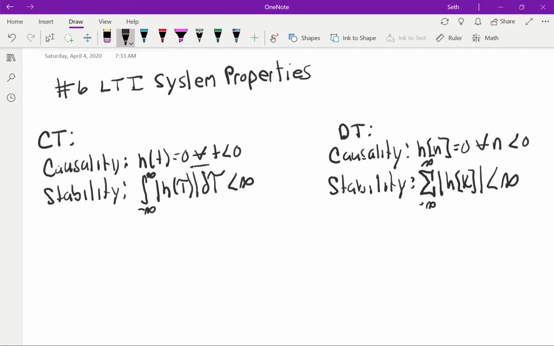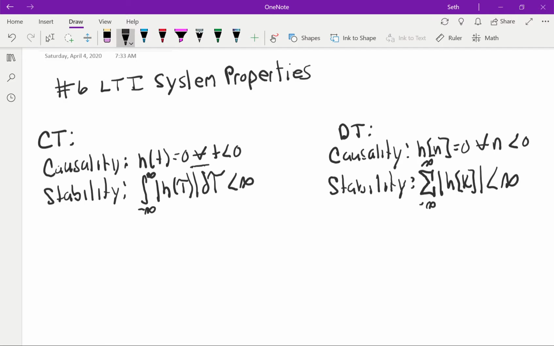So for the discrete time, the conditions are analogous. We have the condition for causality is going to be h of n must be equal to 0 for all n less than 0, and the stability condition is that the summation of the magnitude of h of k from minus infinity to infinity is less than infinity.